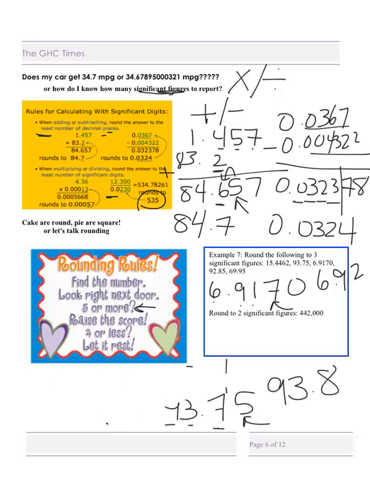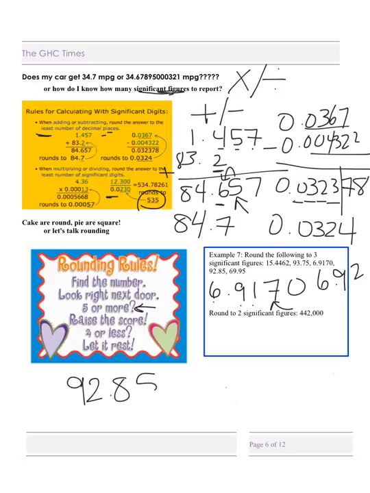Okay. What else do we have here? Okay. 92.85. 1, 2, 3. Look right next door. 5 or more, raise the score. 92.9.